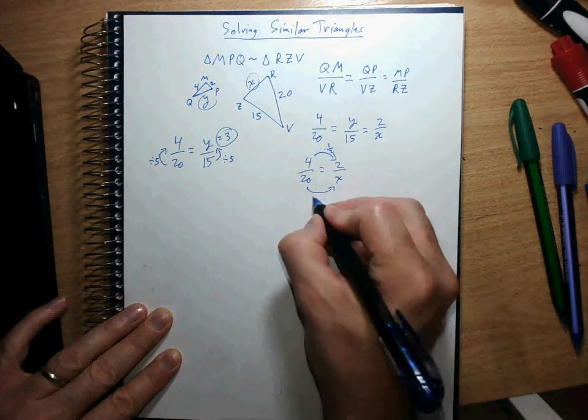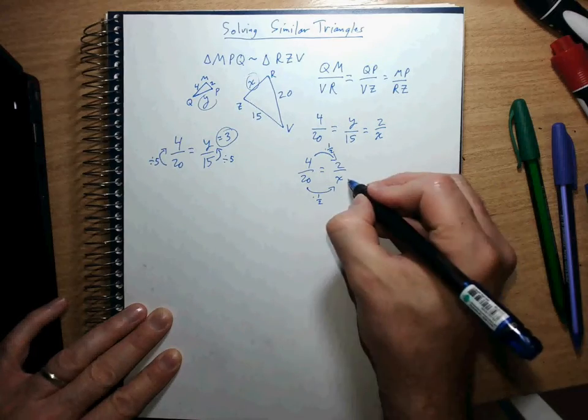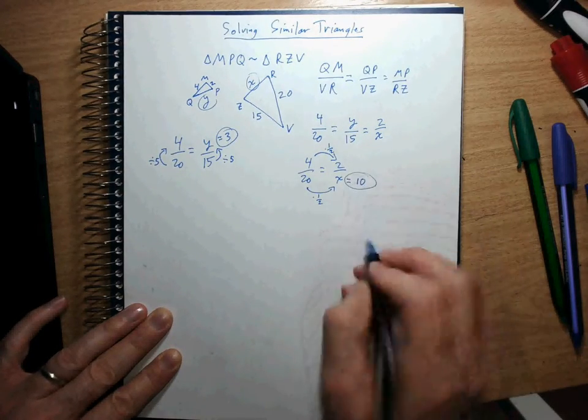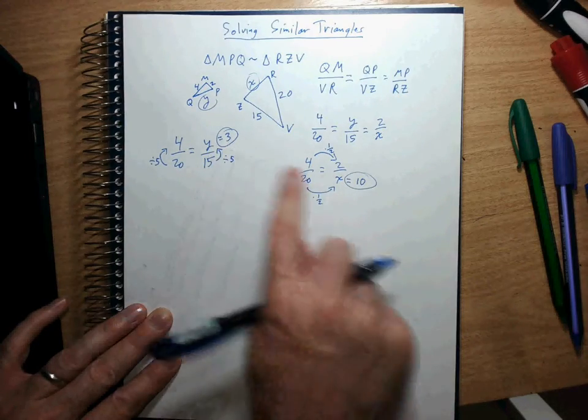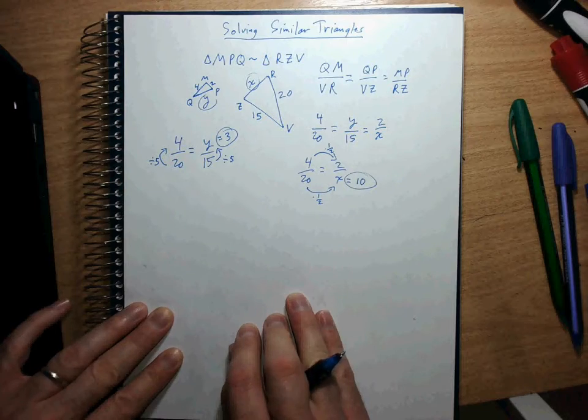So what is 20 times 1/2? What is 20 multiplied by 1/2? Well, half of 20 is 10. So I have y equals 3 and x equals 10. That's how I solved these similar triangles.